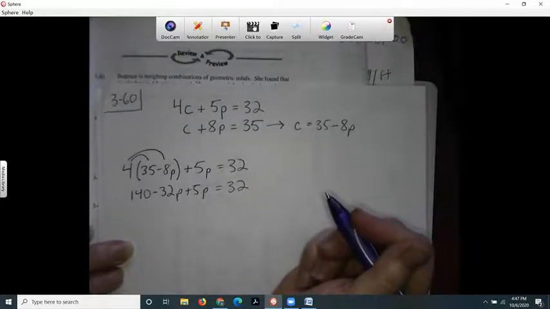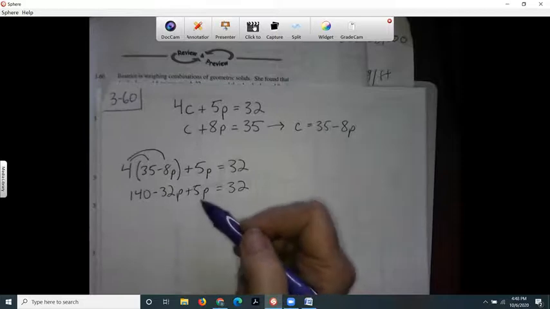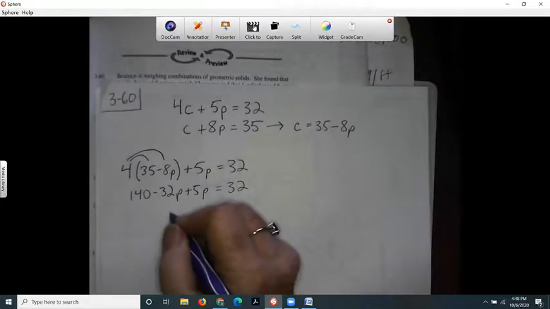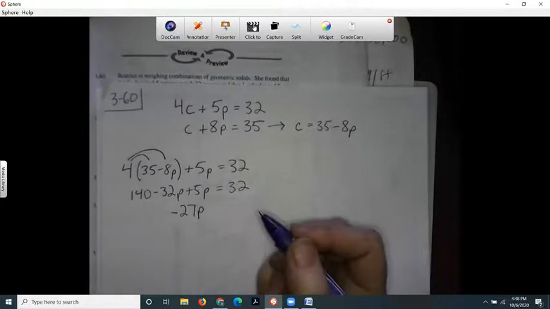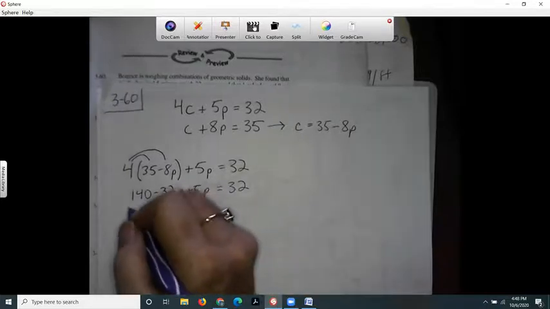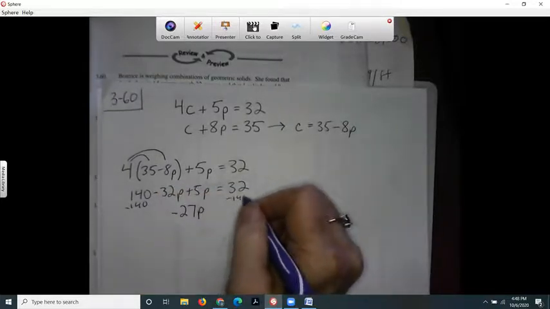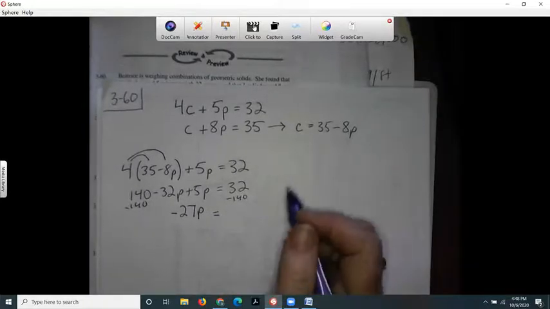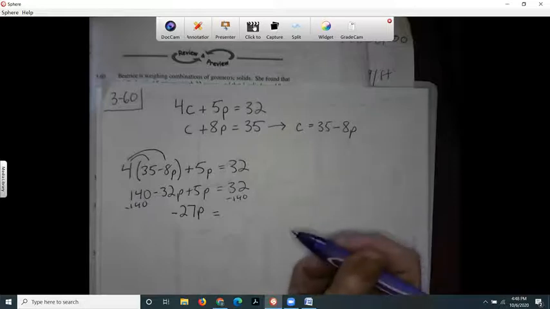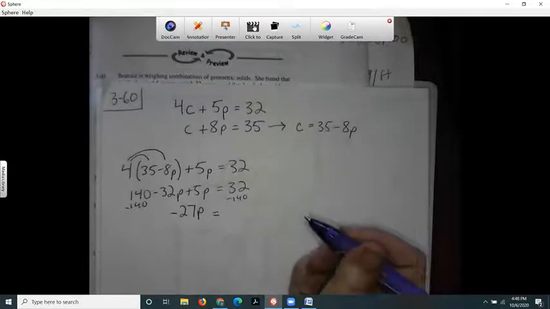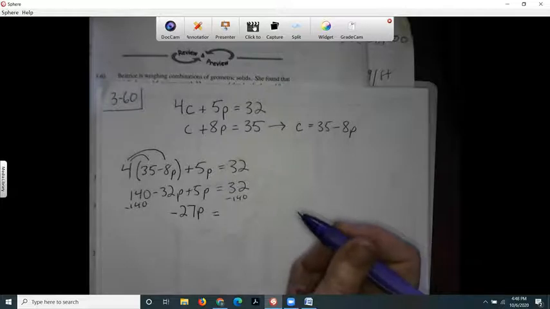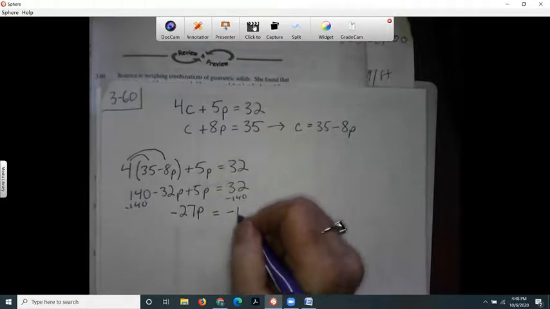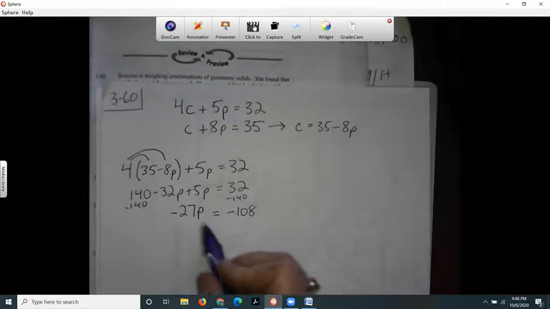Okay, so -32 and +5. I think that makes -27. And then I'm going to minus 140 on both sides. So 32 minus 140 is going to be some negative number. Let's see. I think it's going to be 108. This is -108. So now I have 27P equals -108.